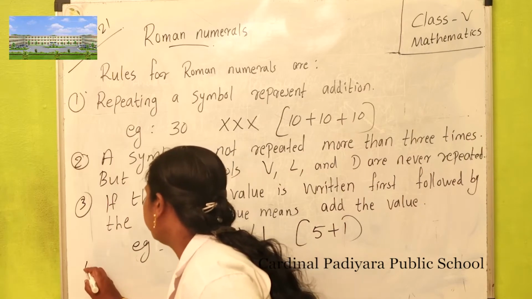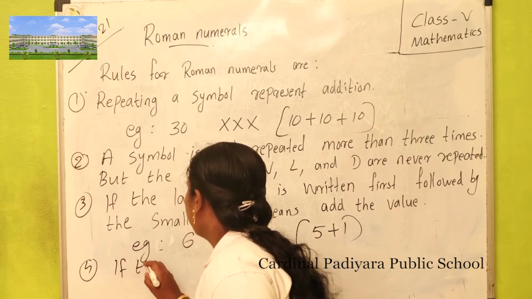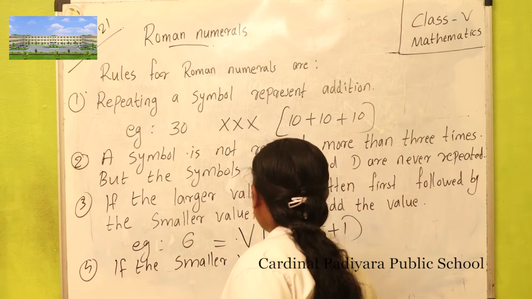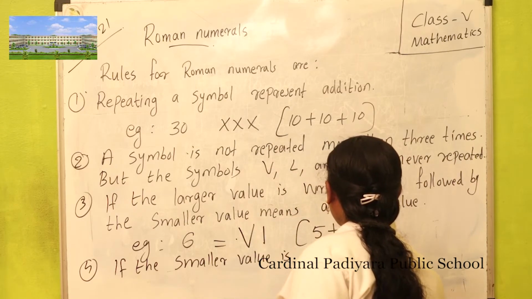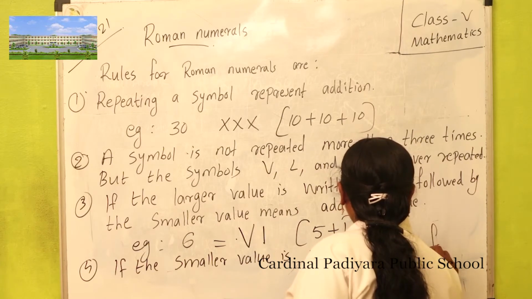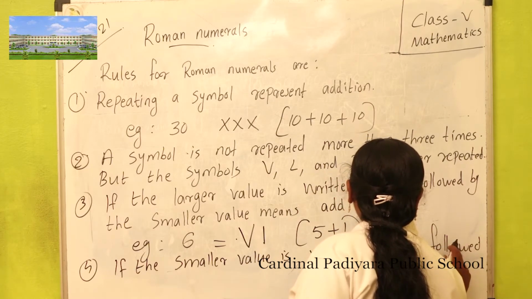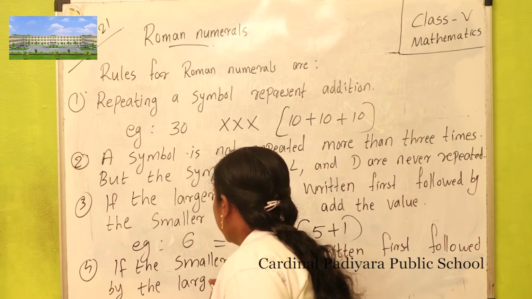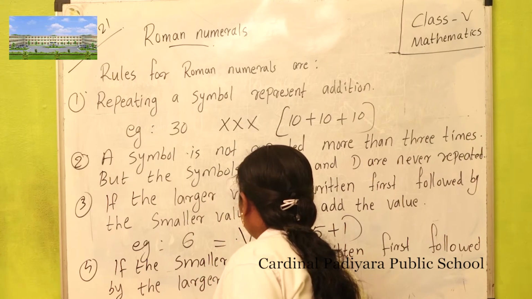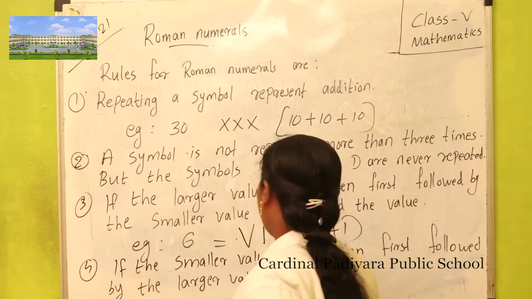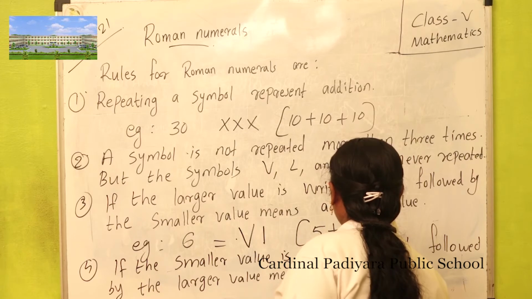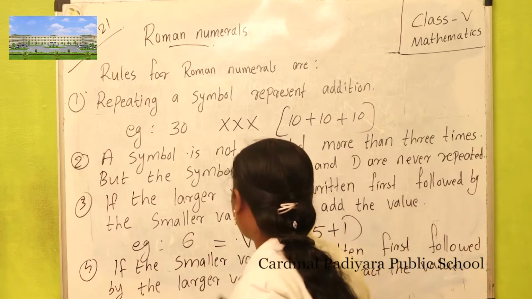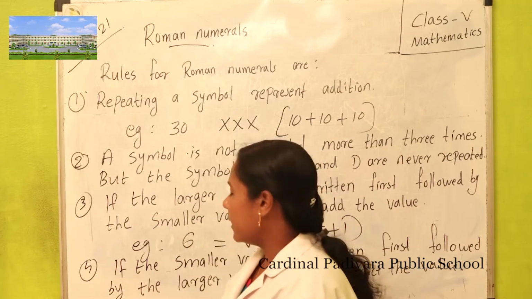Our last rule. If the smaller value is written first followed by the larger value, it means subtract the value.